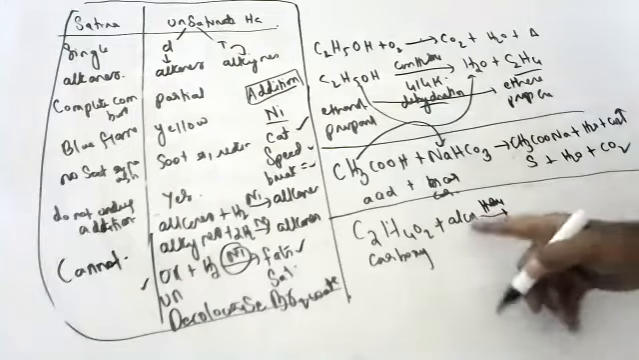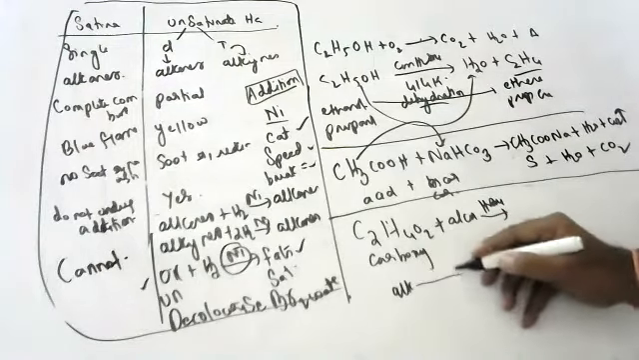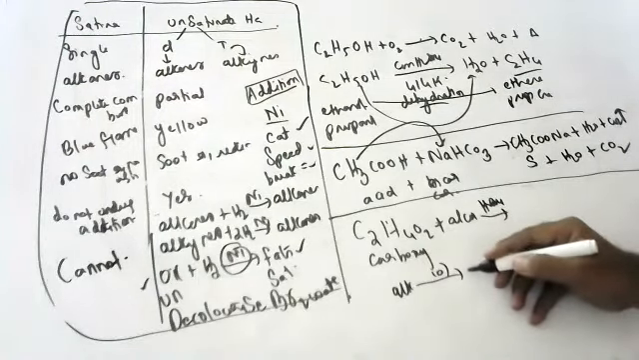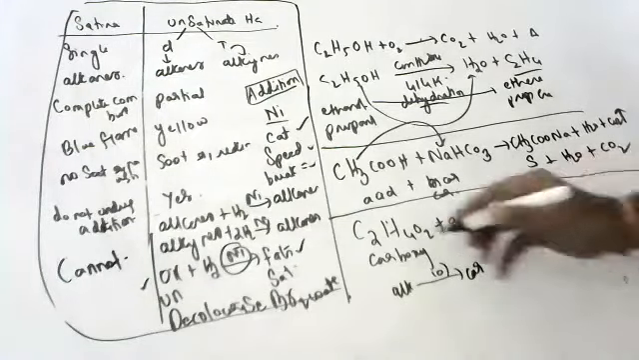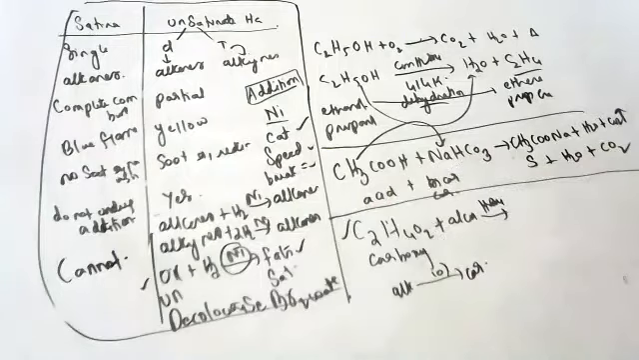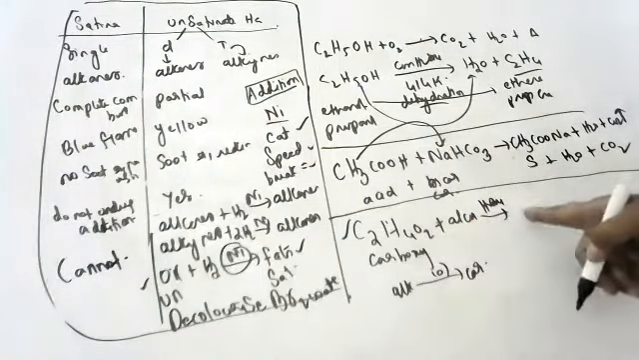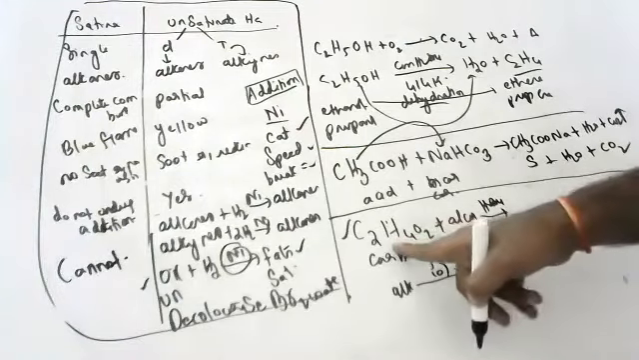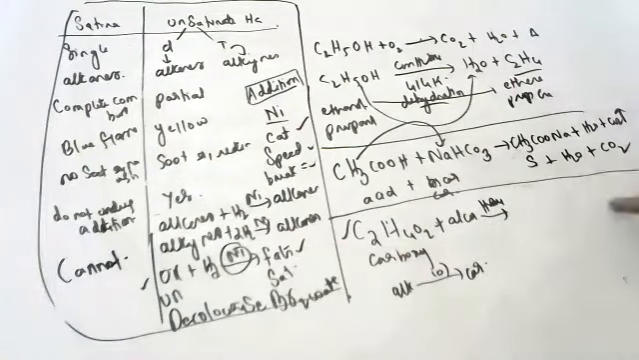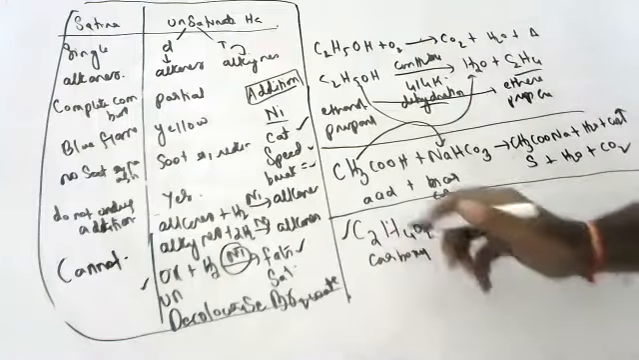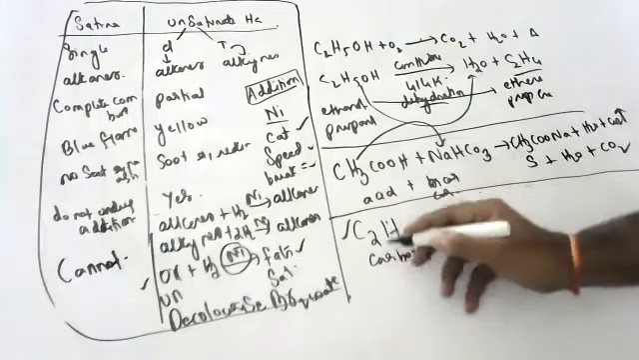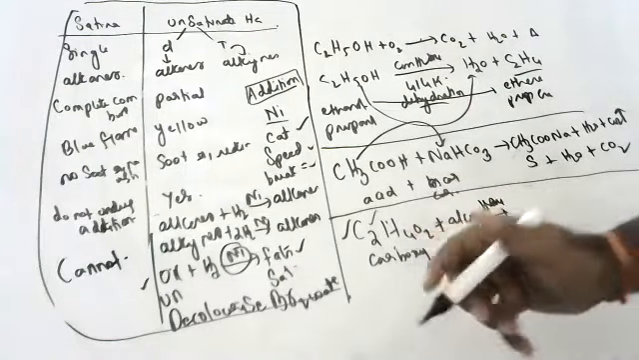This alcohol on oxidation gives carboxylic acid. First of all, can anyone tell what is the heading? Esterification. Alcohol plus carboxylic acid gives ester plus water. So, children, what is the ester here? What is the carboxylic acid here? Two carbons are there, acetic acid.